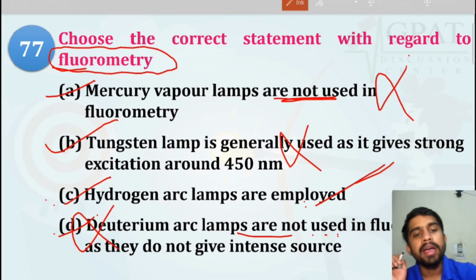We use it. Okay, what is fluorometry? Fluorometry is based on the emission of light after excitation. And it is more sensitive than UV spectroscopy.